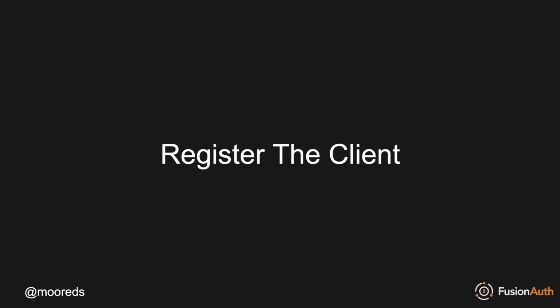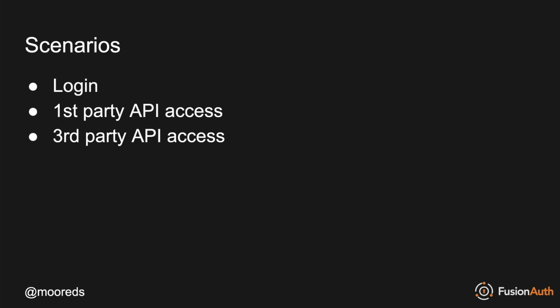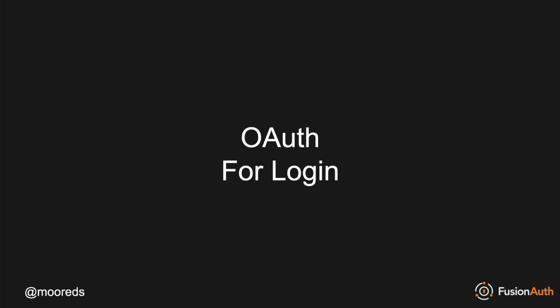The first thing we need to do is register the client. And what we're doing is we're basically taking this application, which is not the actual real running code. It's like this instance of the application. So the rider application is one instance of an application, and we're going to have to tell the identity server, id.ubift.com, about it. If there was a driver application, if there was a customer service application, we would each register them with the id.ubift.com identity server. Once we've done the registration, we can walk through some of these different scenarios. So we're going to talk about login, then first-party access, then third-party access to APIs. So let's talk about login first.